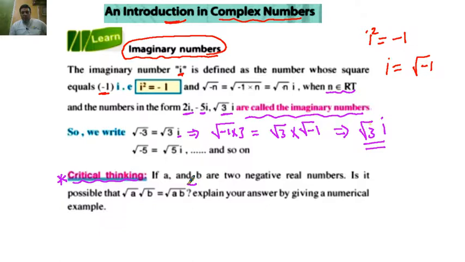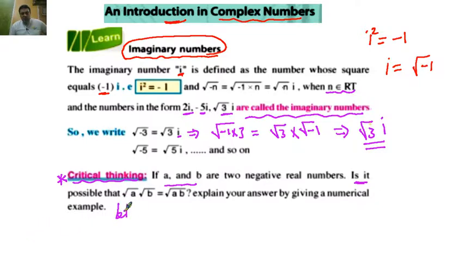Critical thinking, deeper thinking. If a and b are two negative real numbers, the question here is: is it possible that the square root of a times the square root of b equals the square root of a times b? Explain your answer by giving a numerical example.